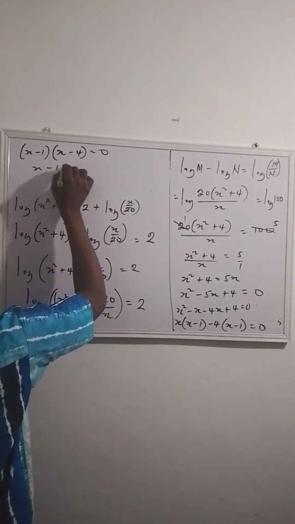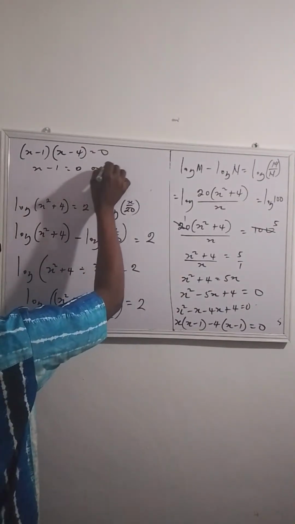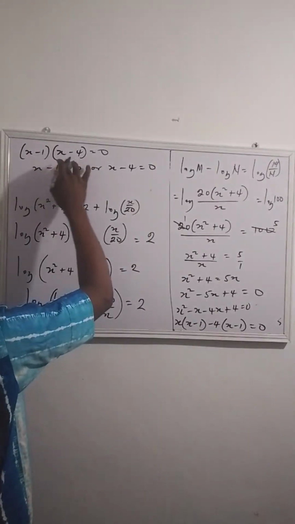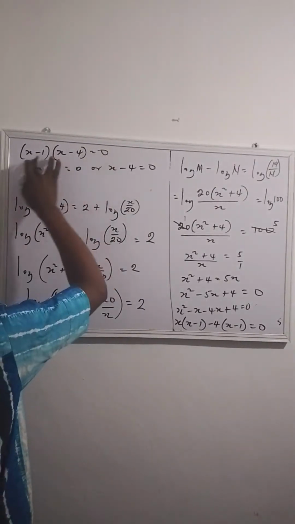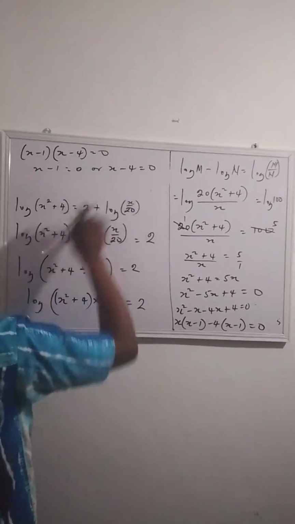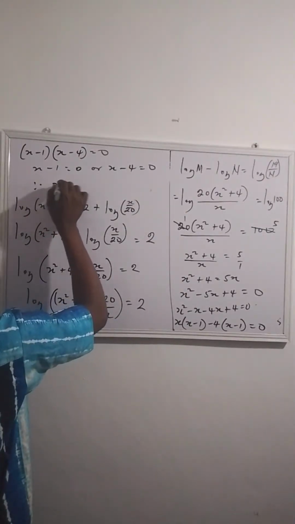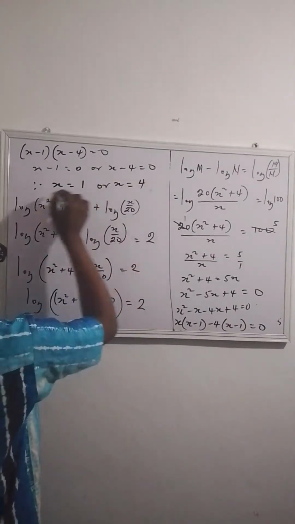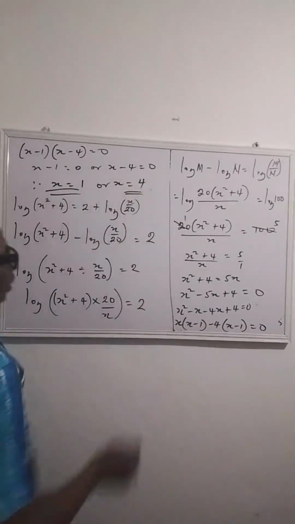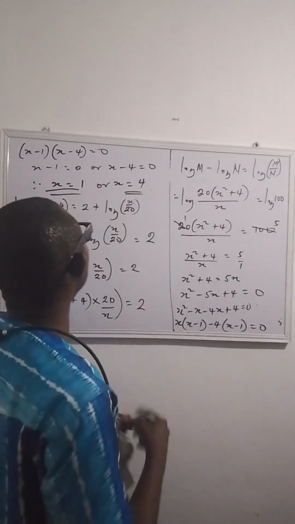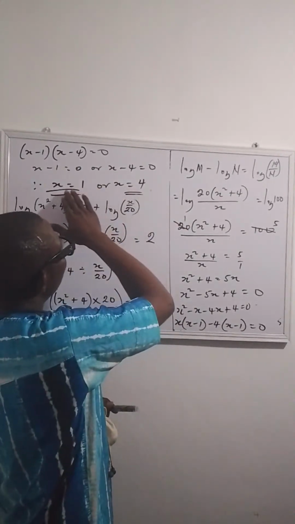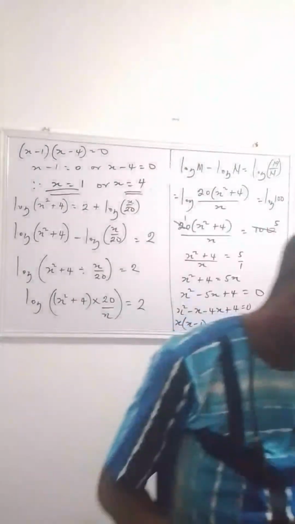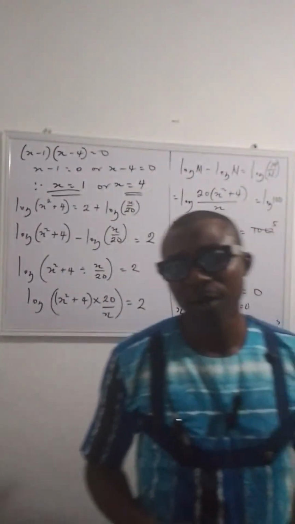So x minus 1 equals 0, or x minus 4 equals 0, because you are multiplying two numbers and the result is 0. So you see that this is 0 or the second is 0. So therefore, x equals 1 or x equals 4. So this is going to be the values of x. Values of x are 1 and 4. All right.